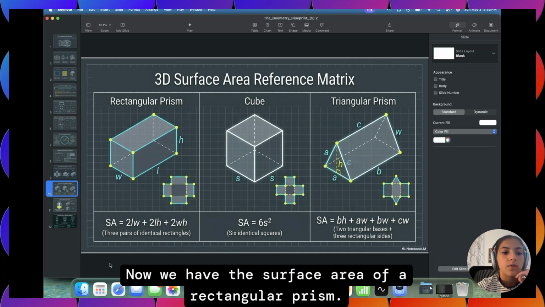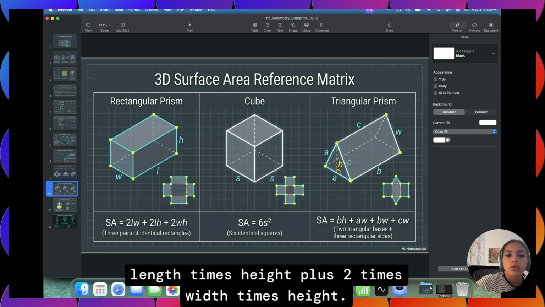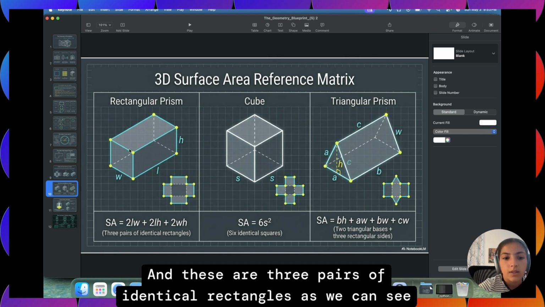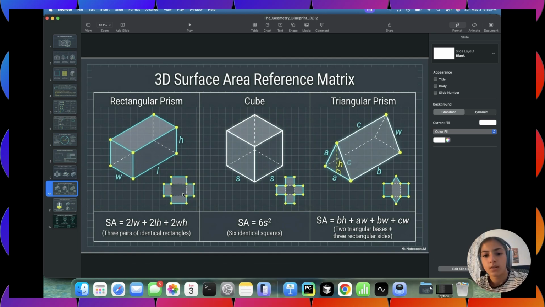Now we have the surface area of a rectangular prism. Its surface area formula is 2 times length times width, plus 2 times length times height, plus 2 times width times height. And these are 3 pairs of identical rectangles, as we can see here. And there's one big rectangle in the center.